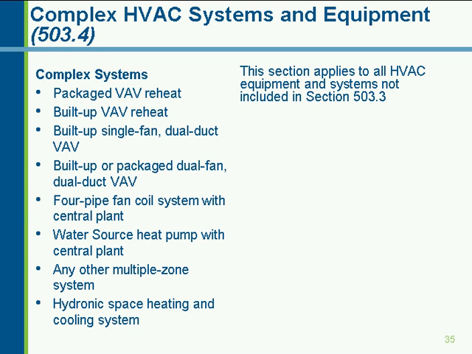Okay, requirements for complex HVAC systems. Those complex systems include anything that does not fit into the simple system definition. They include systems like packaged VAV systems with reheat or without reheat, built-up VAV systems, single fan VAV, dual duct VAV systems, single or dual fan, 4-pipe fan coil systems with a central plant, water source heat pumps with a central plant, any multiple zone system at all, and any hydronic system that has cooling as well as heating.